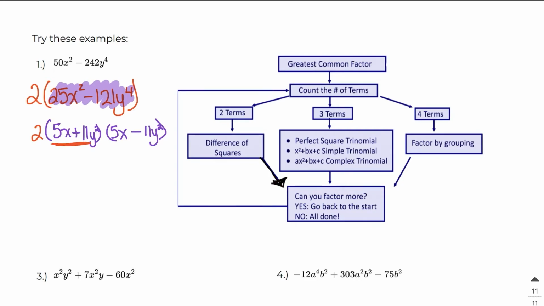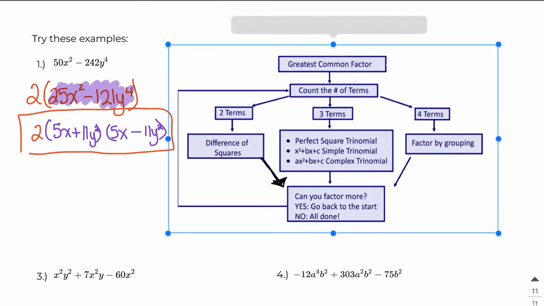So here I've got 2 terms, but it is not a difference of perfect squares because of the addition sign there. Here I have 2 terms, but it's also not a difference of perfect squares because I cannot square root 5 or x or 11. So that means that this right here is completely done. I can't factor anymore, and this is my final answer.